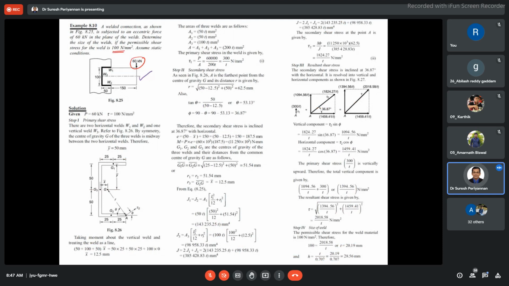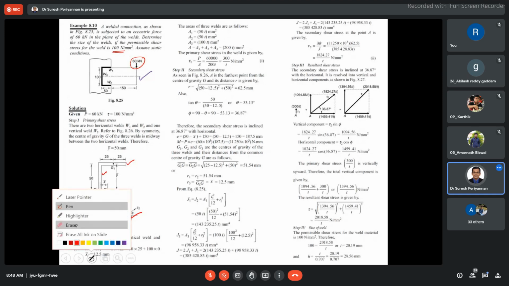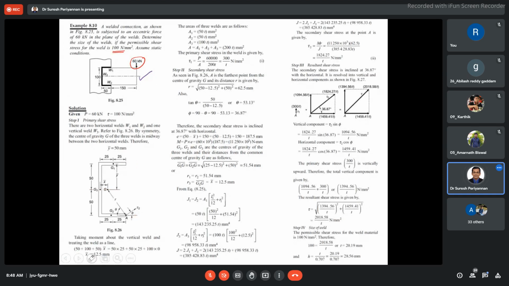This sum is a little difficult, a little critical. It's not a difficult sum. If you understand, it is very easy. Now, the earlier case only presented the top weld and the bottom weld. But now the vertical welds are also presented. I am assuming that the welds W1 and W2 are the horizontal welds. Weld 3 is the vertical weld. By symmetry of the center of gravity, the vertical weld is midway between the horizontal welds.